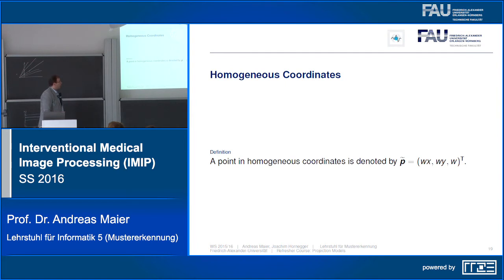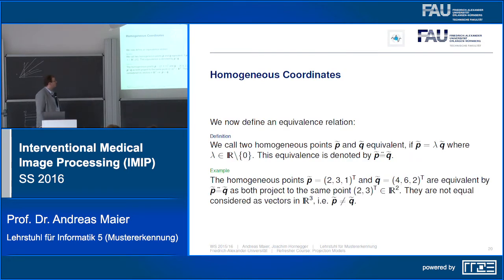Okay, so this is now our homogeneous point, and this homogeneous point is denoted by a tilde. Whenever we use homogeneous spaces in this class, we will indicate it with a tilde over the variable. So this is a homogeneous point. And here we will also introduce a different kind of equality.